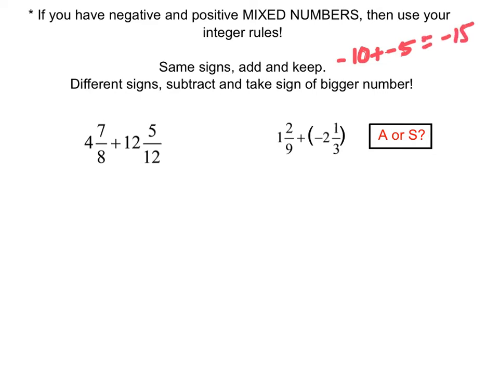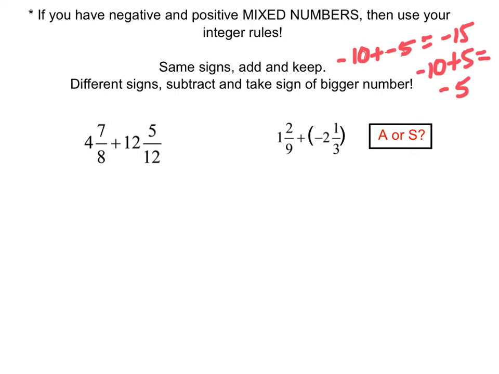If they have different signs, so for example, negative 10 plus 5, then you subtract the two numbers and then take the sign of the bigger number. It's going to be the same exact thing when we're dealing with mixed numbers. So if you are adding two mixed numbers that have the same signs, you're going to add the two mixed numbers together and then just keep the sign the same. So if they're both negative, you'll make your answer negative.